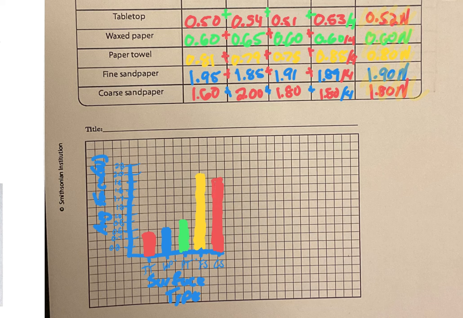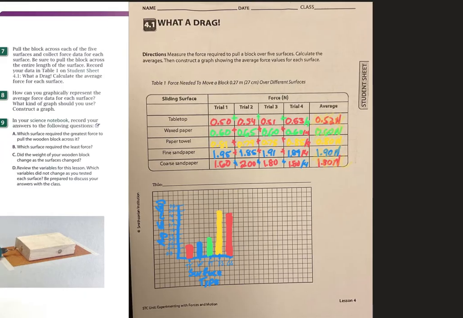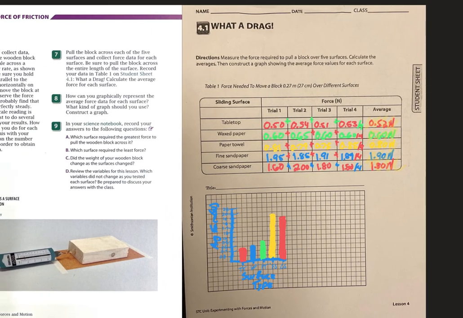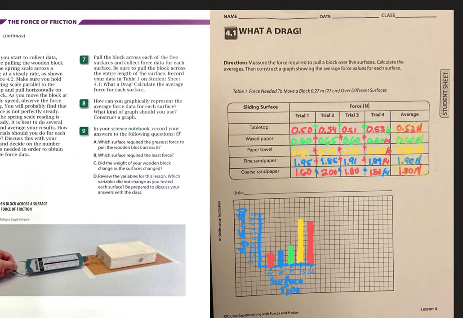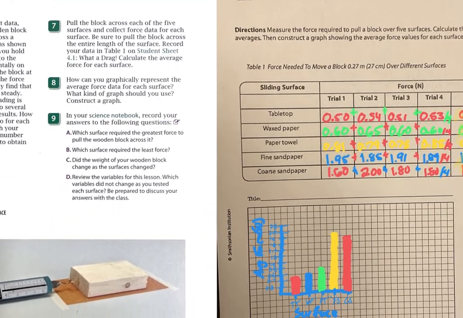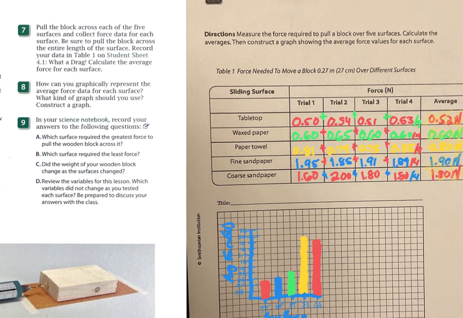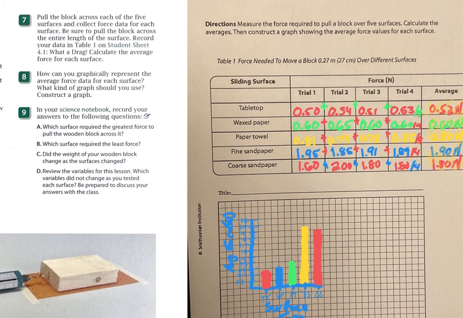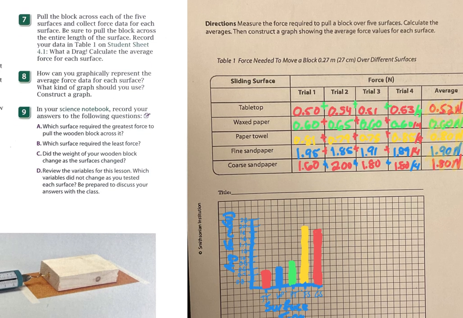All right, so let's go over to the side, back to our sheet, and let's see what else we had to do. And we're going to talk about some of these. All right, so that was number 7 and 8. That was completing the chart that we just did and the graph that you see at the bottom. Make sure you have that in your notebook. You'll need those for tests as well as for your CER paragraphs.